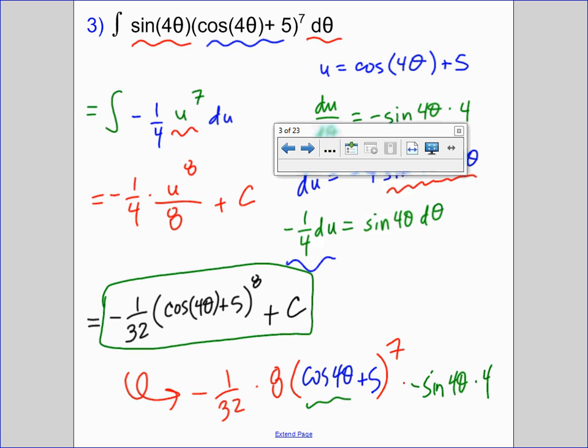Let's check it. See? The 4 times the 8 is 32. Divided by 32 is going to cancel those out. Negative times the negative is a positive. It looks to me like I get my sine of 4 theta right there, and then I get cosine of 4 theta plus 5 to the 7th, matching my original integrand. Awesome. What questions do you guys have on number 3?